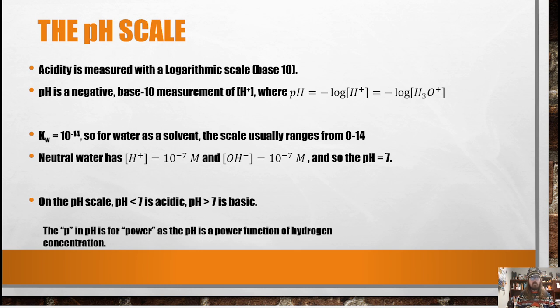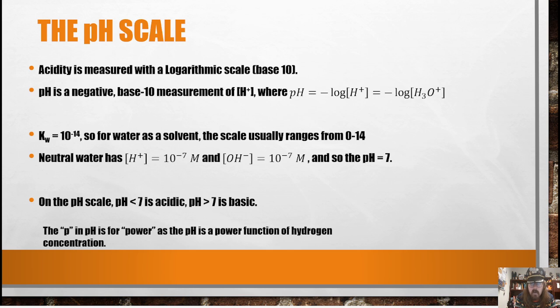Now, since Kw is 1 times 10 to the negative 14, in most situations our pH with water as a solvent is going to range from 0 to 14. With neutral water being right smack dab in the middle, where the negative log of 10 to the negative 7th would be a pH of 7.